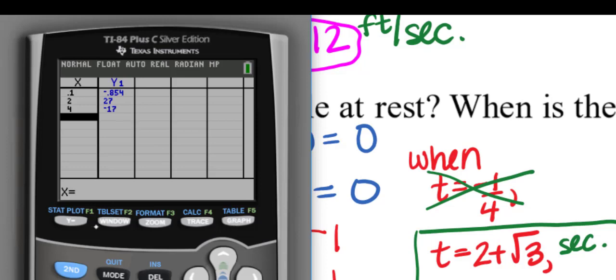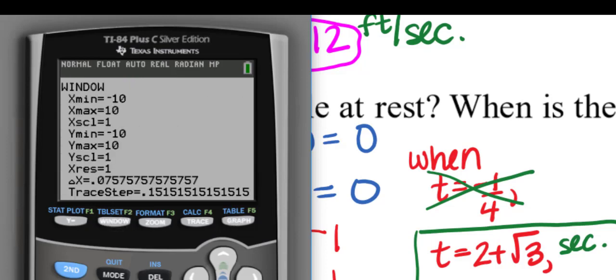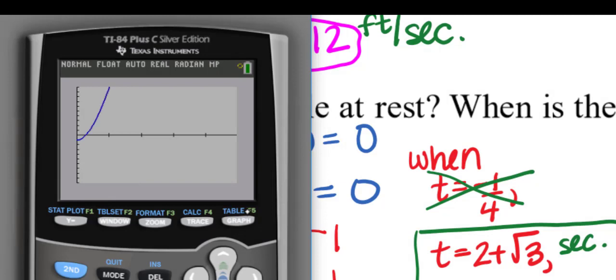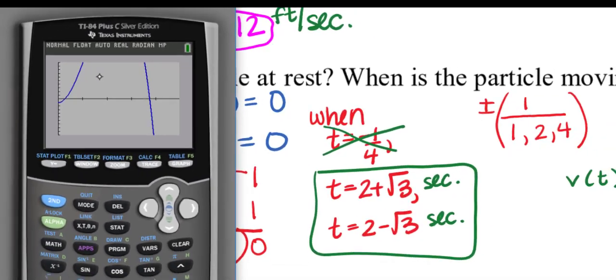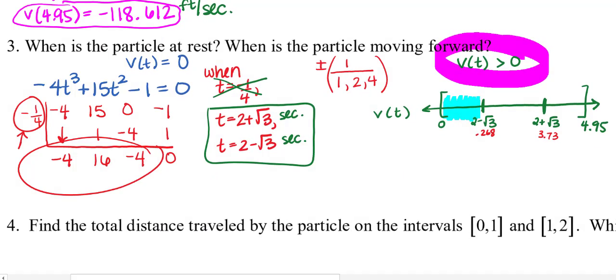The other thing that you can do is you can limit your window 0 to 4.95. And all I'm looking for is when I'm graphing this velocity graph, am I above or below the x-axis? Because that's what it means to be greater than or less than 0. Are you above or below that x-axis? So you can see I'm below, so it's negative values. Above, so positive, and then negative. So it's negative, positive, negative. So on my number line, I just write a negative, a positive, and a negative.